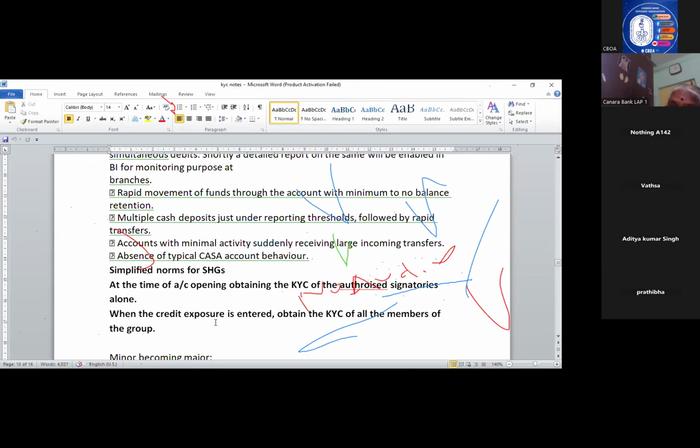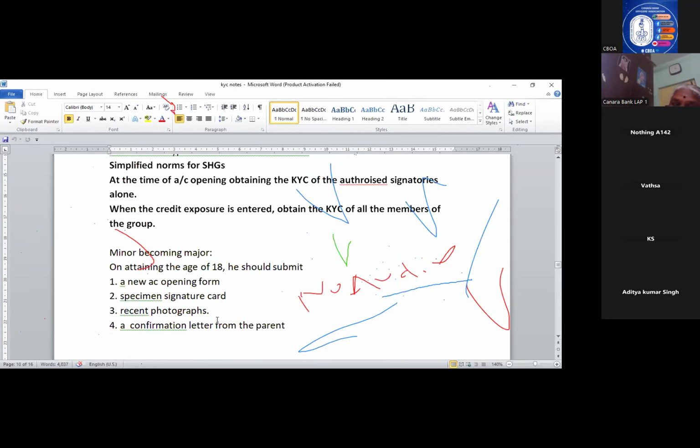But when we go for a credit exposure to the self-help group, then we have to obtain the entire group's, all the 12 members or 20 members, whoever is there. Everybody's KYC is required when we go for a credit. At the time of opening SB, only the authorized signatories' KYC is sufficient.